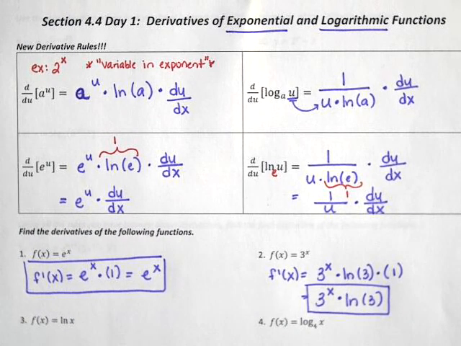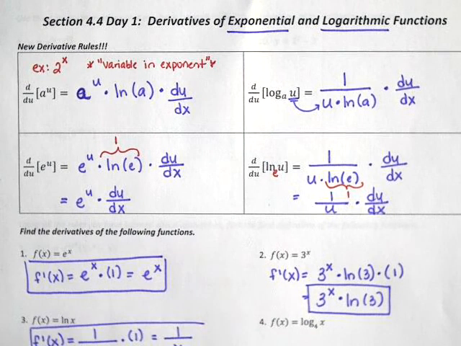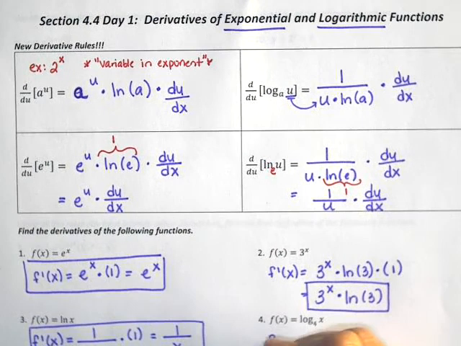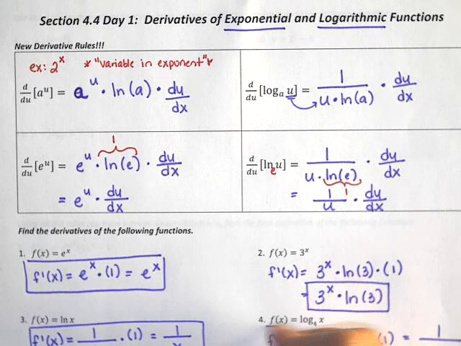Let's look at ln. We usually just say that the derivative of ln is 1 over the stuff times the derivative of the stuff, which in this case would just be a 1. So your answer would just be 1 over x. And the derivative of a logarithm would be 1 over the stuff times the natural log of the base times the derivative of the stuff, which in this case would just be a 1. So your final answer will be 1 over x times the natural log of the base, which is 4.